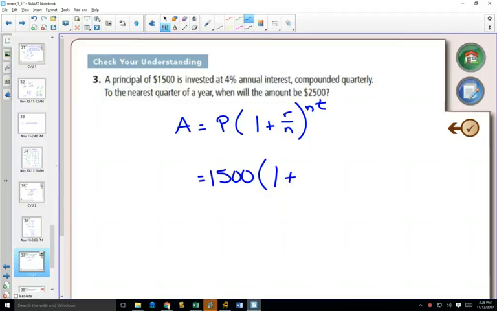I know my interest rate, 0.04. It's compounded quarterly, which means 4 times a year, so I would have a 4 there and a 4 there as well. When will it be 2,500? So I know that the amount is supposed to be 2,500, and I need to solve for T.